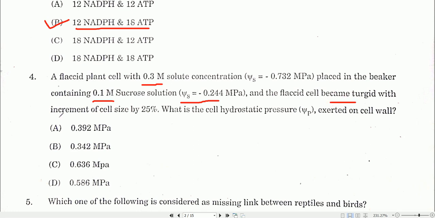So with the increment of the cell size by 25%, what is the hydrostatic pressure, that is psi P, exerted on the cell? So here after calculation we get 0.342 megapascal. So option B will be the correct one.